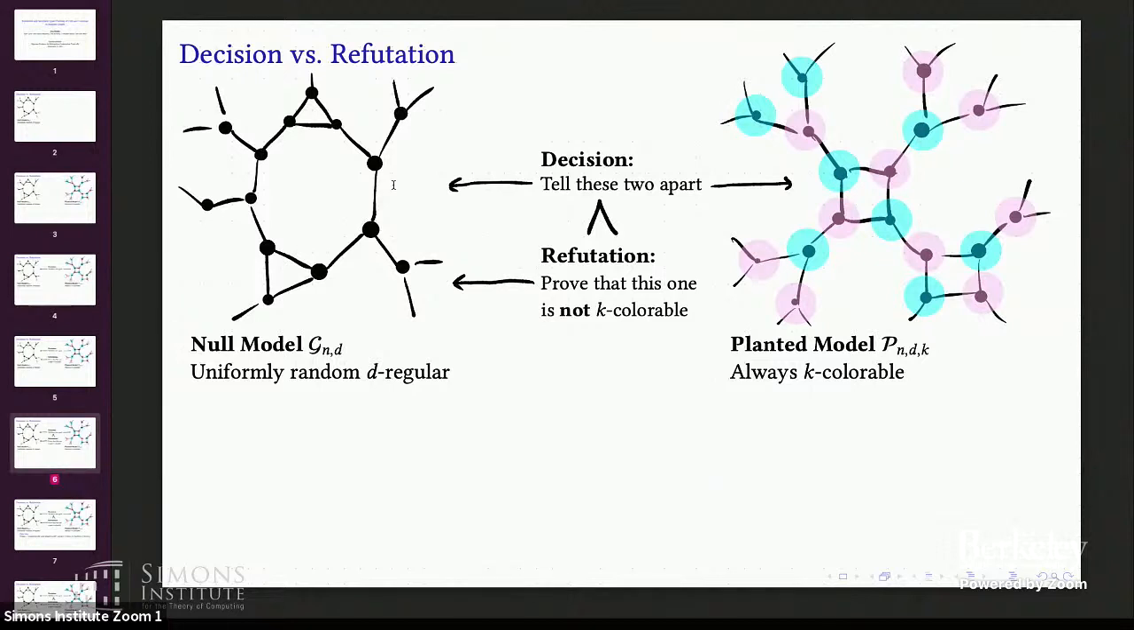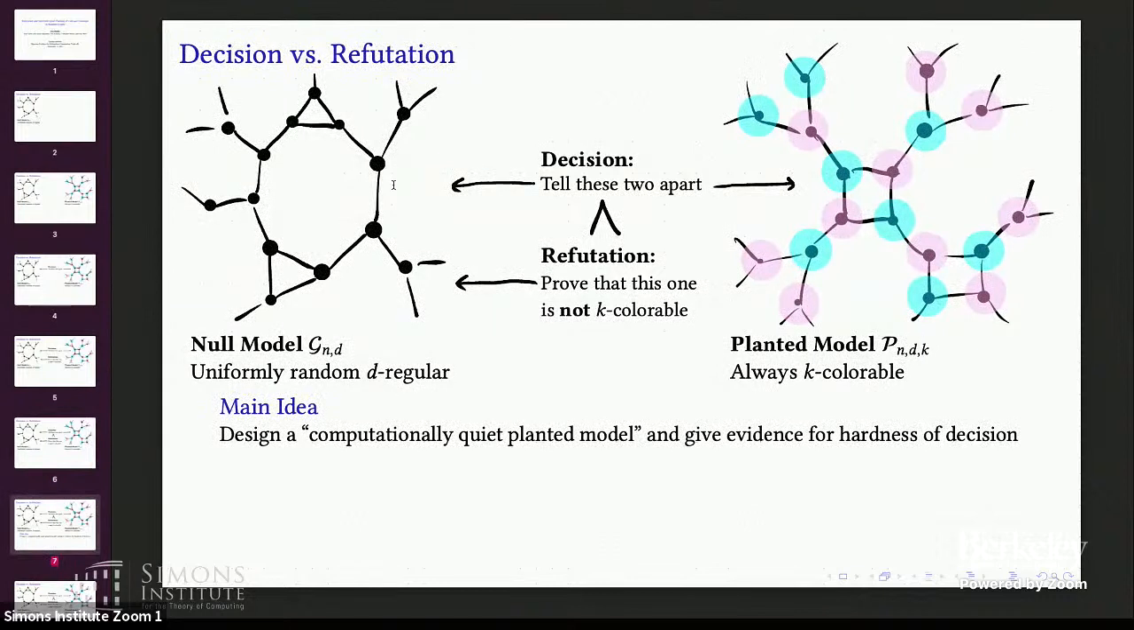We've heard lots of great techniques for proving hardness of decision this week. The point here is that all those types of evidence can also give you evidence of hardness of refutation, but this requires that you be a little bit choosy about which planted model you talk about. You want to choose a quietly planted model, one that's hard to distinguish from the null model, and that will give you better evidence for hardness of refutation. So that's what we're going to do today: design a computationally quiet planted model and give a little bit of evidence for hardness of decision.